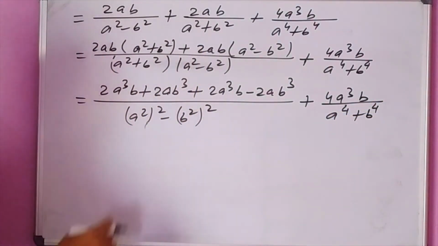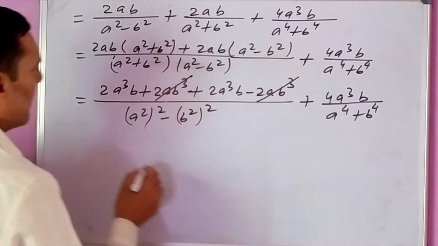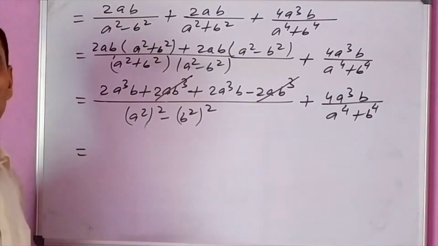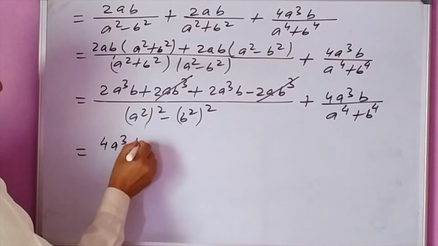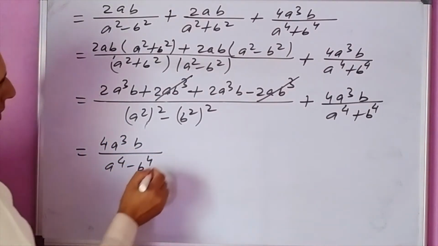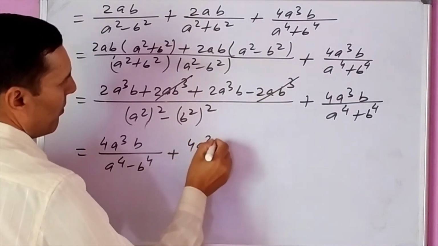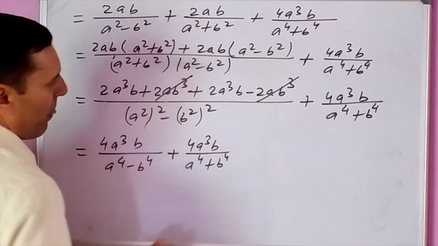Now this 2ab cube minus 2ab cube cancels. So 2a cube b plus 2a cube b, like terms which are added together. So 2 plus 2 it is 4a cube b, upon denominator it is a power 4 minus b power 4, and our last term is 4a cube b upon a power 4 plus b power 4.